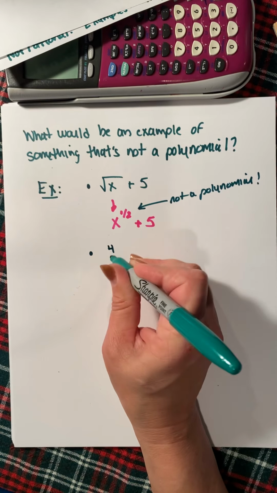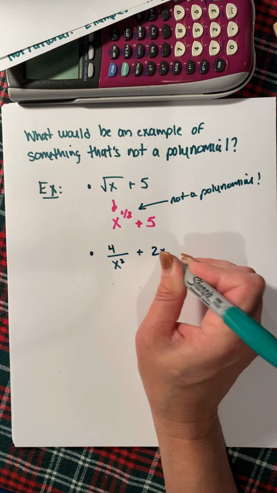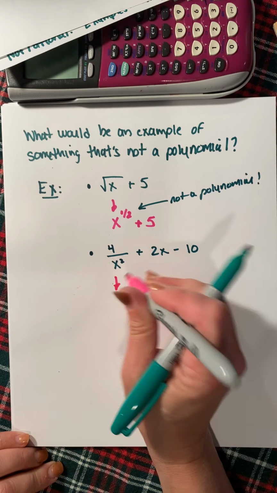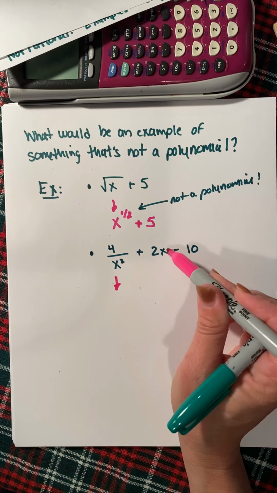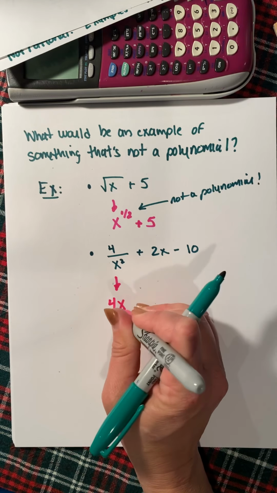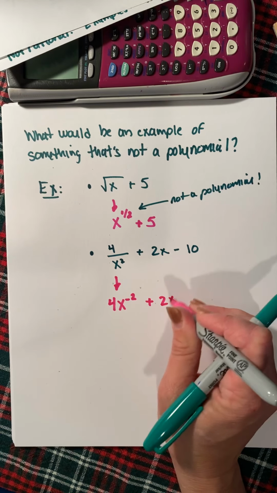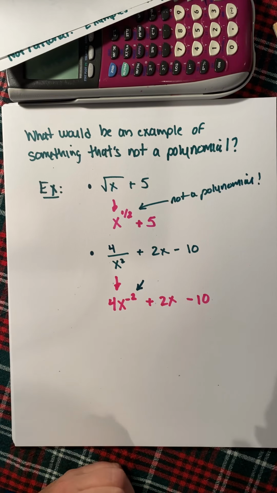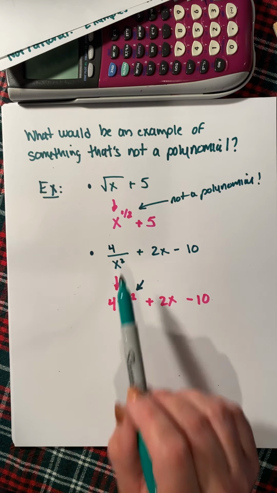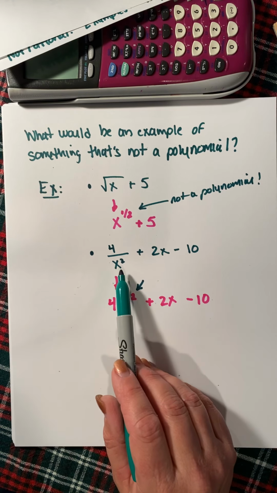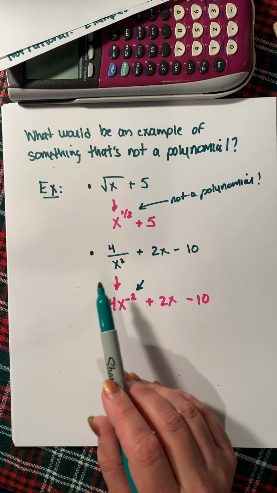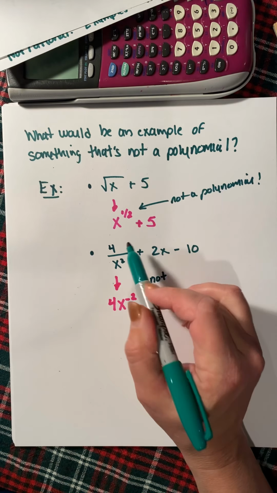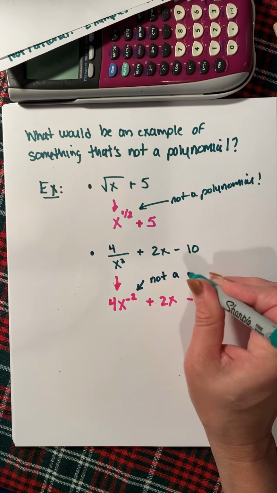If we had 4 over x squared plus 2x minus 10, this is not a polynomial. Because even though it looks like we have a power of 2 and a power of 1, be careful because this is equivalent to 4x to the negative 2 power plus 2x minus 10. So the problem would be right here. The power on the variable has to be positive. So writing 4 over x squared doesn't make the power on the variable positive. It just puts it in a position to be more visually pleasing, but it really means 4x to the negative 2. So we can't have variables in denominators or fractions in polynomials.